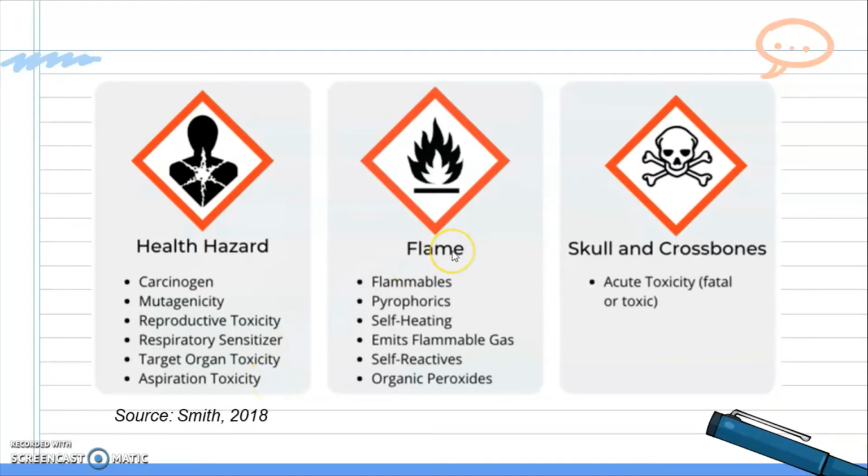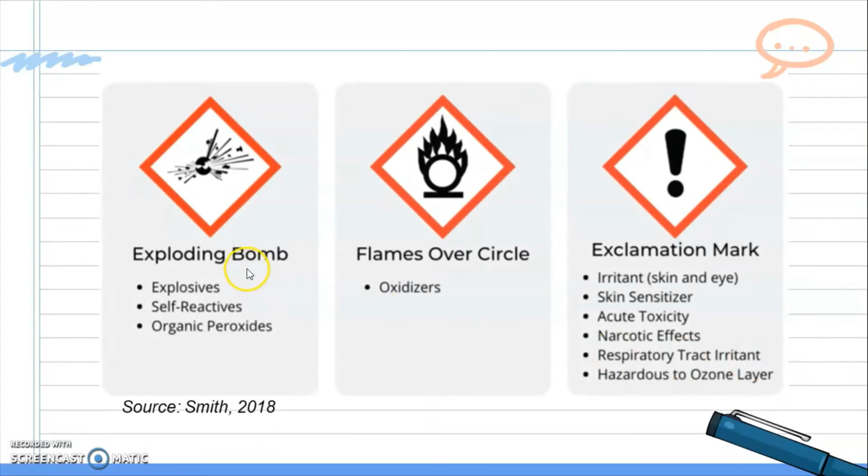Another symbol is flame, which means na yung chemicals is pwedeng flammable, pyrophoric, self-heating, emits flammable gas, self-reactive, or organic peroxide. We also have the well-known skull and crossbones symbol, which means that the substance can cause acute toxicity or it is fatal or toxic. We also have the exploding bomb symbol, which means that they are explosives, self-reactives, or organic peroxides.